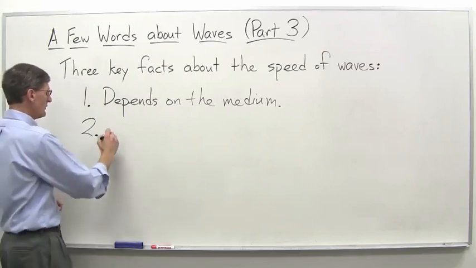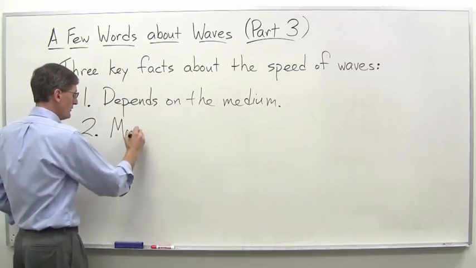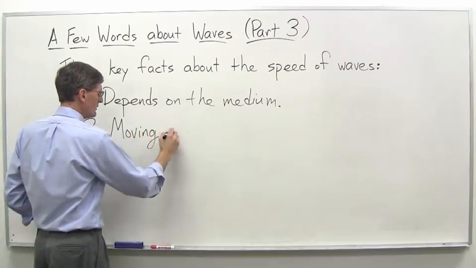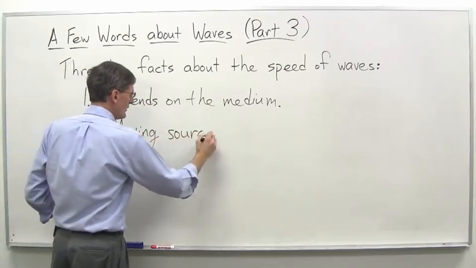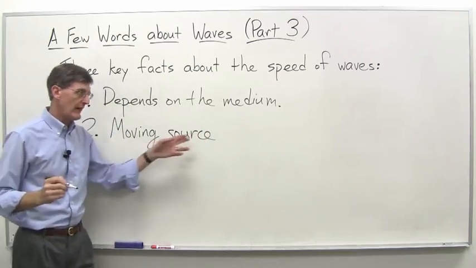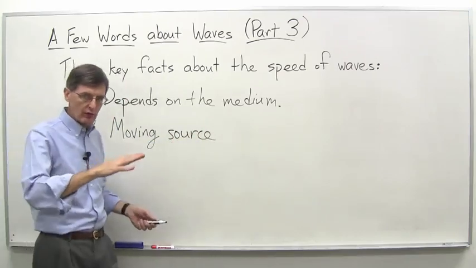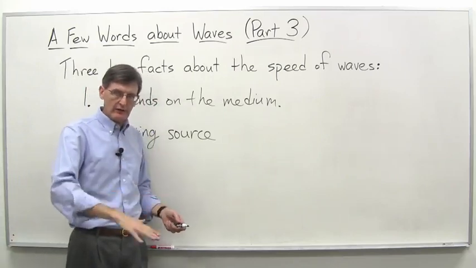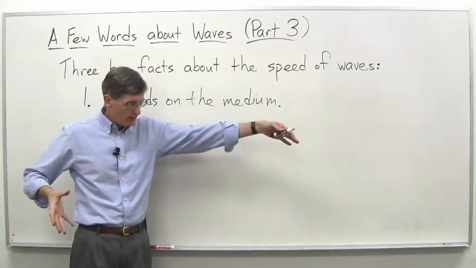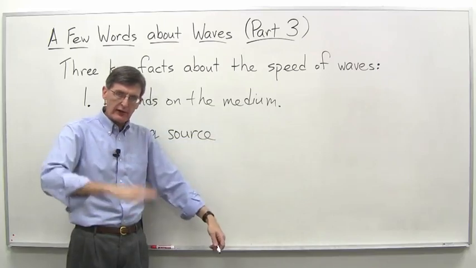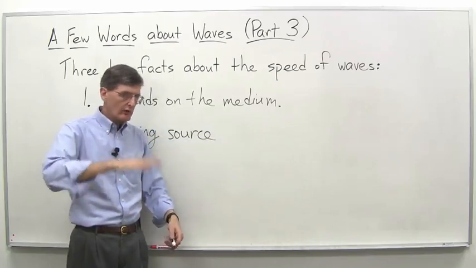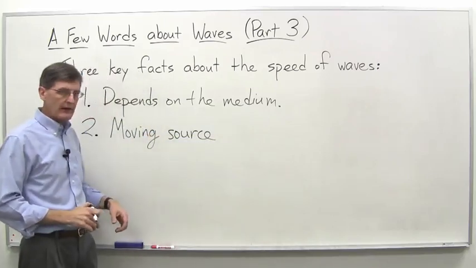Second point is, if we have a moving source, we're going to add on to this in a second here. What do we mean by moving source? Well, again, go back to the idea of a long tank of water, and we have a paddle device or a hand. We're going to generate waves by just moving it up and down.